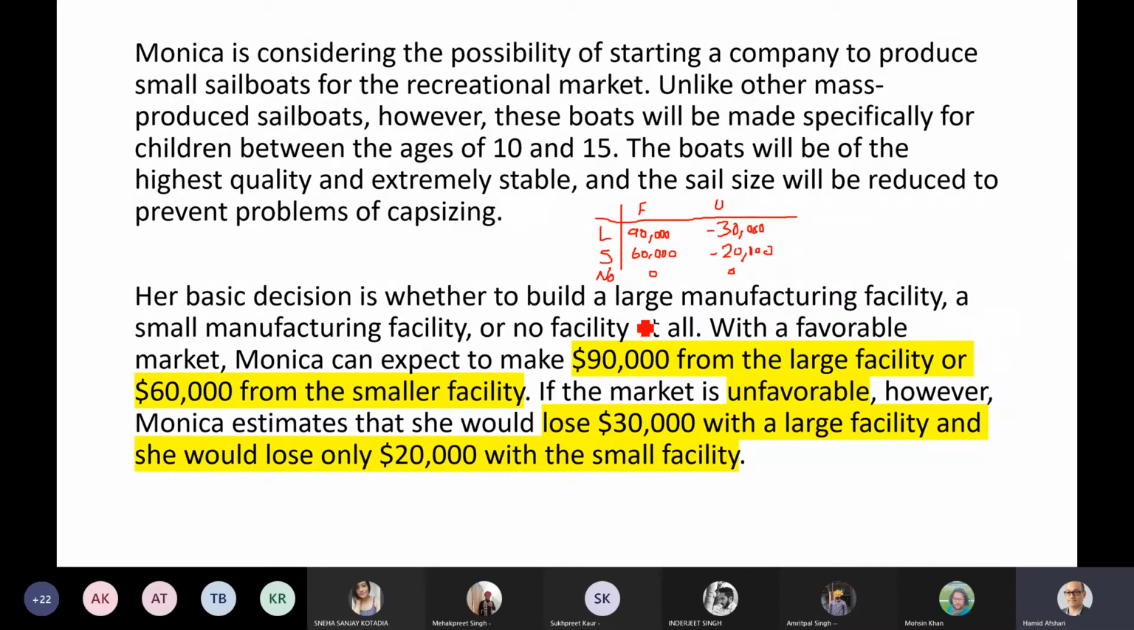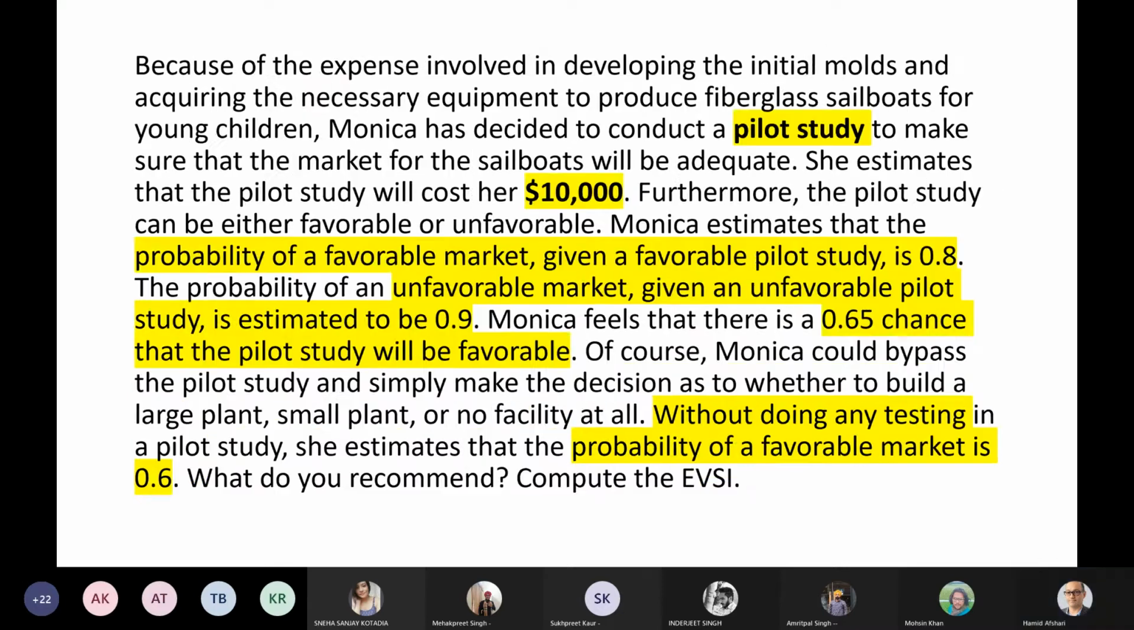So the first step whenever a problem is given to you is to make a decision table. It's clear now what we're looking for, what the structure of the problem is, how many alternatives, and how many states of nature we have. So let's proceed with the problem.